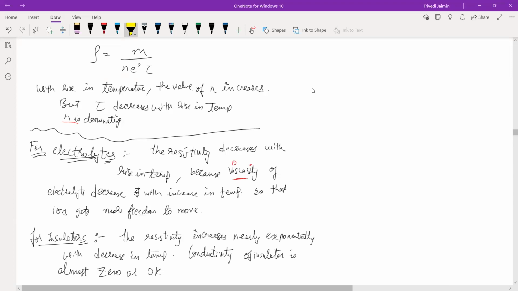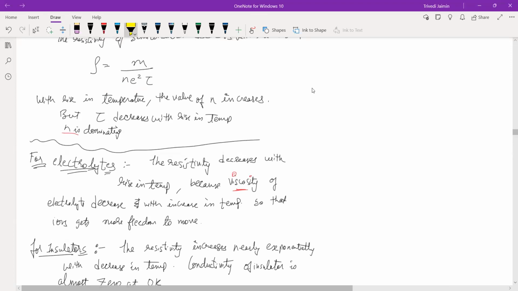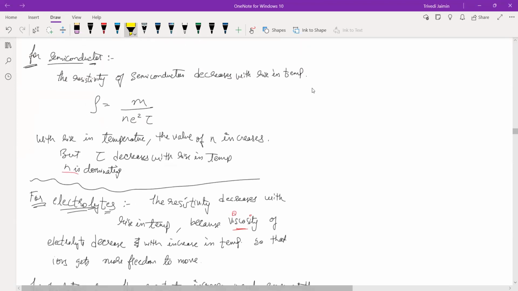Sir, what is the symbol in rho equals m by n e square tau? This is tau. That is your relaxation time, average relaxation time. Tau is your average relaxation time.